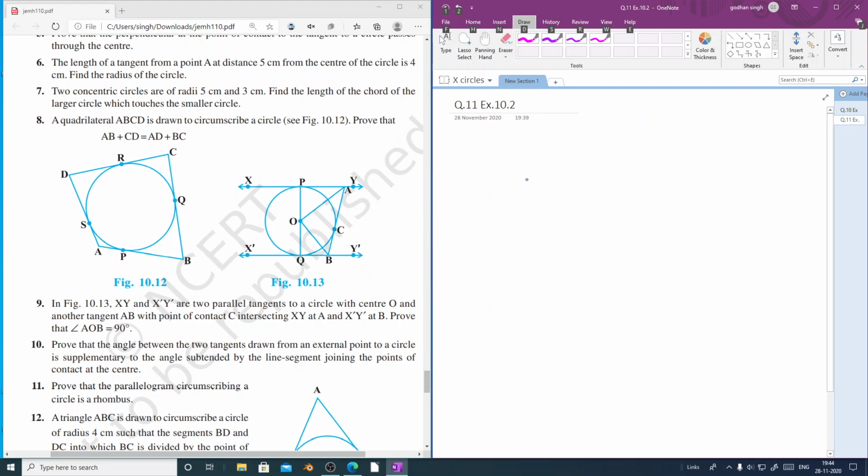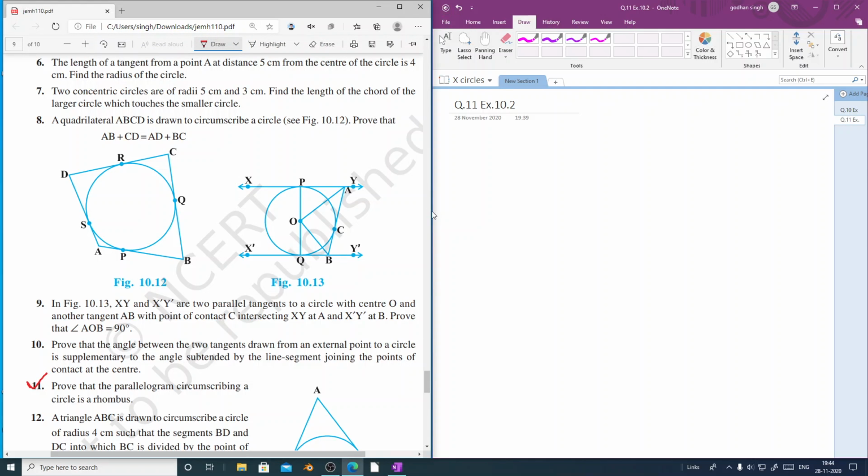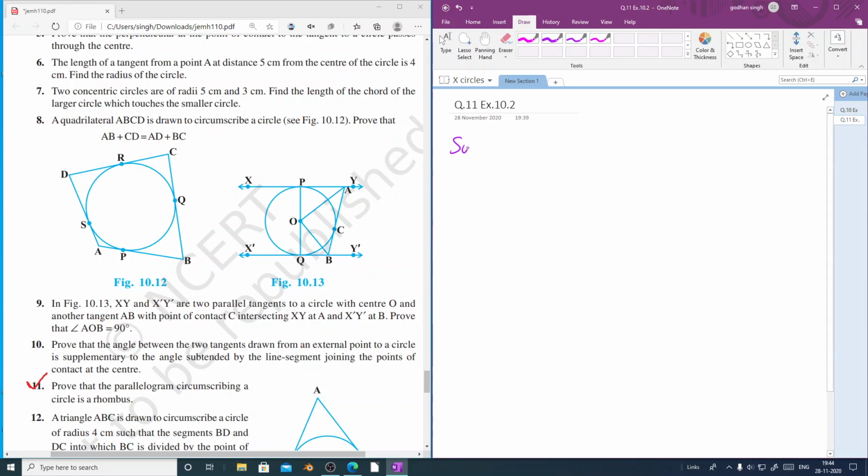Question number 11, exercise 10.2. So this is our question number 11. Prove that the parallelogram circumscribing a circle is a rhombus. So let us first draw the figure for this. So solving question number 11, let us draw the figure.